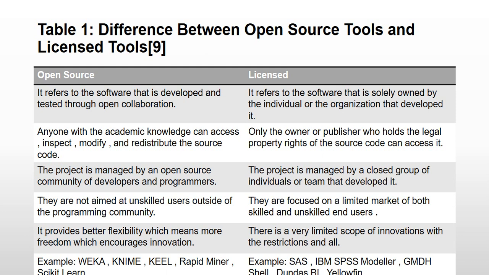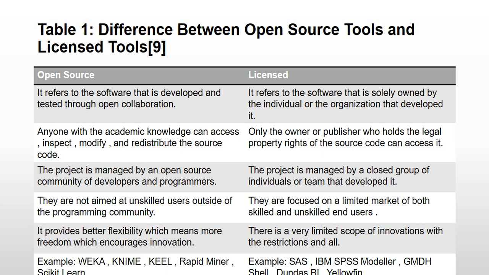In open source, anyone with academic knowledge can access, inspect, modify, and redistribute the source code, whereas on the other side, in licensed, only the owner or publisher who holds the legal property rights of the source code can access it. Here in open source, the project is managed by an open source community of developers and programmers, whereas in licensed, the project is managed by a closed group of individuals or the team that developed it.